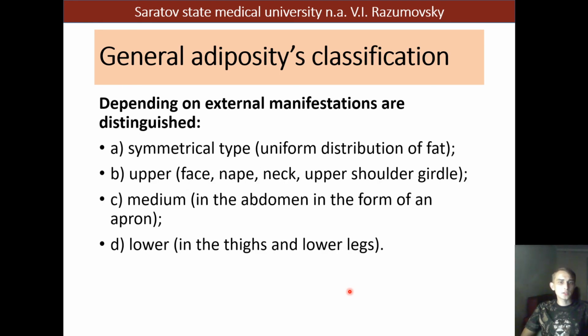Depending on external manifestation, it may be symmetrical type, with uniform distribution of fats; upper type, where you may find adiposity localization on face, neck, upper shoulders, and so on; medium type in the abdomen, in the front like an apron; and lower type of adiposity.